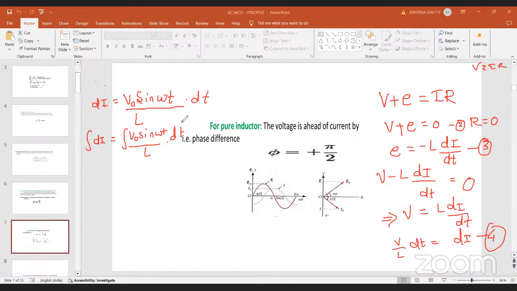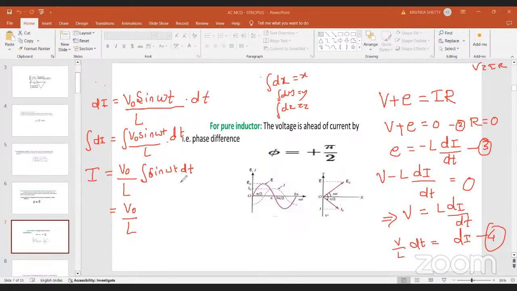You may know this because in first year we see some derivations. Integration of dx is equal to x, integration of dy is equal to y, integration of dz is equal to z. Similarly, integration of di is equal to I. Here V naught by L, students, is a constant, so I will take it out. I is equal to V naught by L times the integration of sin omega t dt.